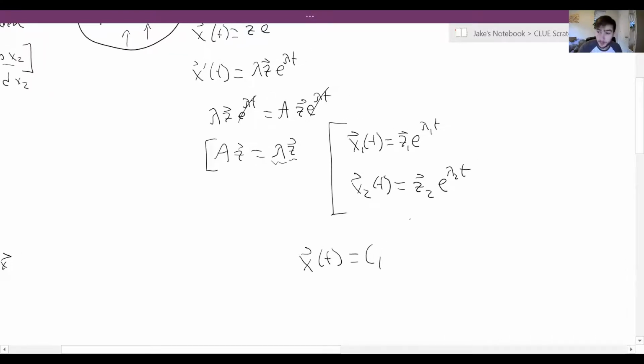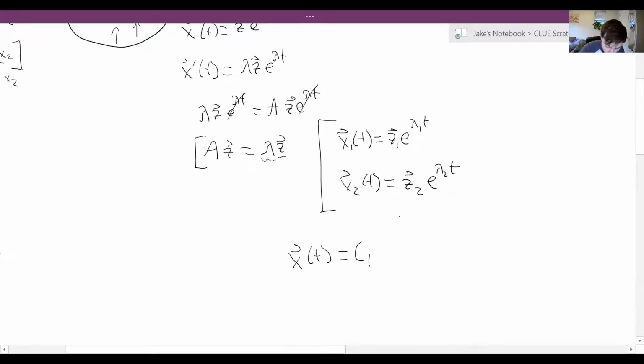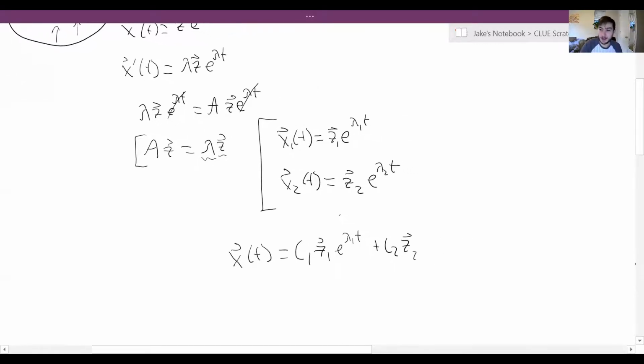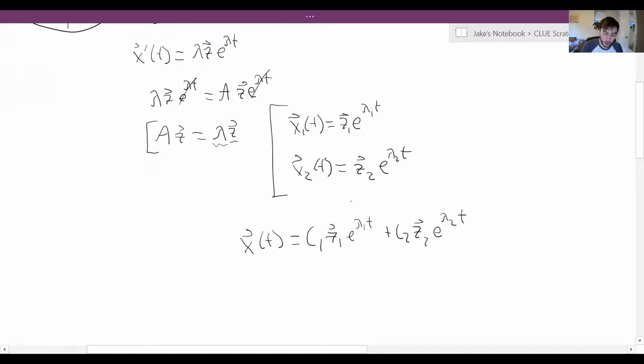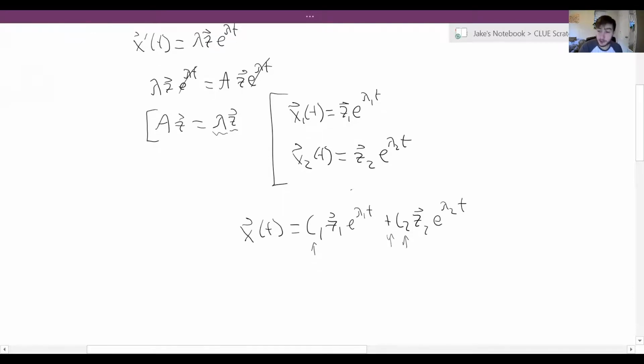So we're going to multiply our first one by some constant, and we're going to add our second one multiplied by some constant. Remember, these are vectors. If I forget the little line, just remember x is a vector when we're dealing with it right now, unless I say otherwise. So there you go. All we've done is multiply by these constants and add the two together. And this is our general solution.